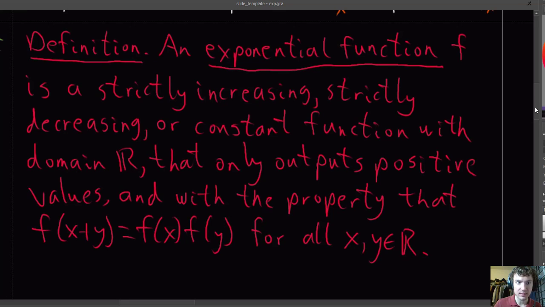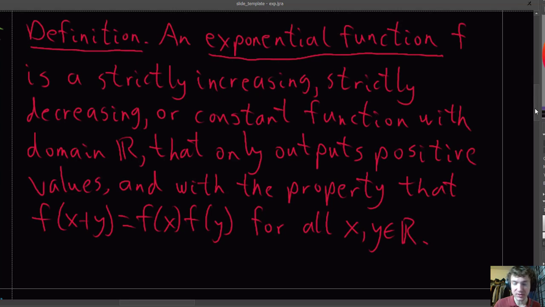Okay, so with that motivation, let me present the definition. This is going to be the definition of exponential function, and it's the one given in the textbook. We say an exponential function f is a strictly increasing, strictly decreasing, or constant function, so it could be any of those three that we saw on the previous slide. We assume it has a domain R, the reals.